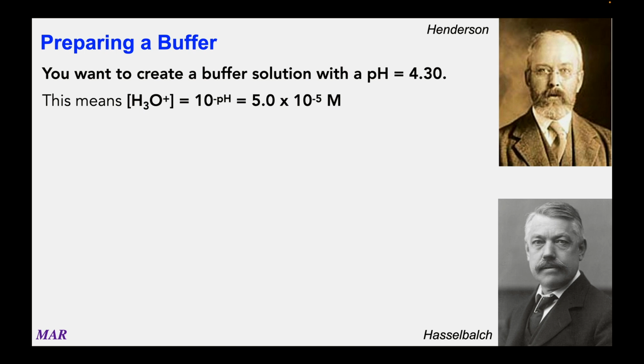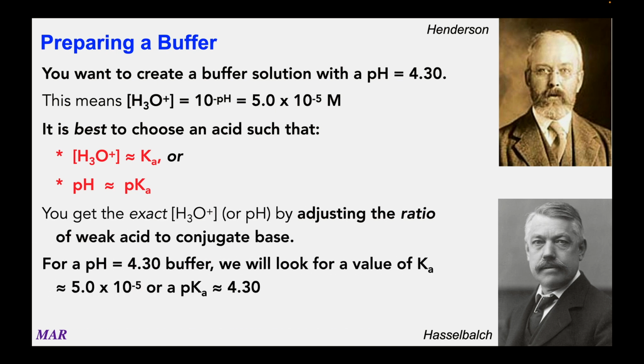We want to create a buffer with a pH of 4.30. So if you have a pH of 4.30 that you want, that means that hydronium, which is 10 to the minus pH, should be about 5.0 times 10 to the minus 5 moles per liter. Okay, so we look in the stockroom and we find that we have several choices.